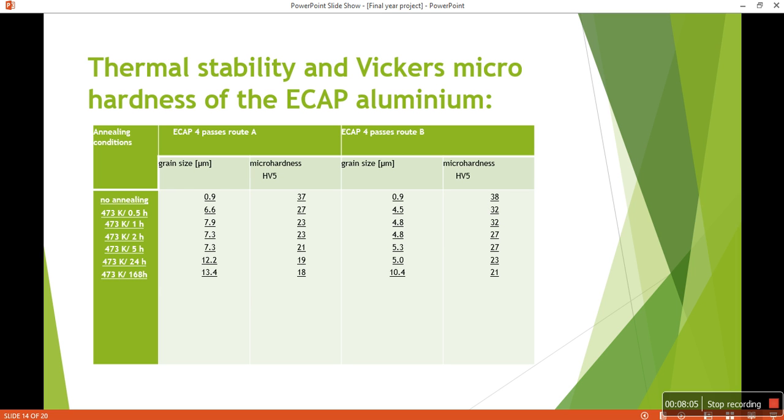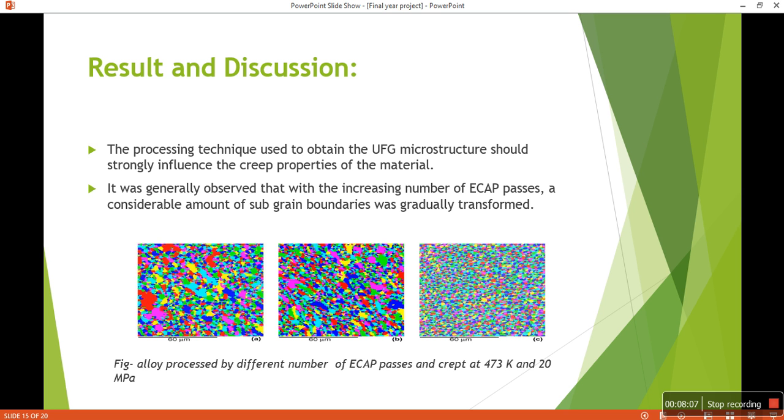Both are in routes. Results and discussion. The processing technique used to obtain the UFG microstructure, UFG meaning ultrafine grain, should strongly influence the key properties of the material. It was generally observed that with an increasing number of ECAP passes, a considerable amount of sub-grain boundaries was gradually transformed. This is the aluminum alloy processed with different numbers of ECAP passes.